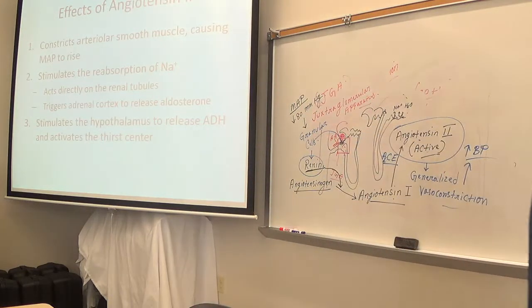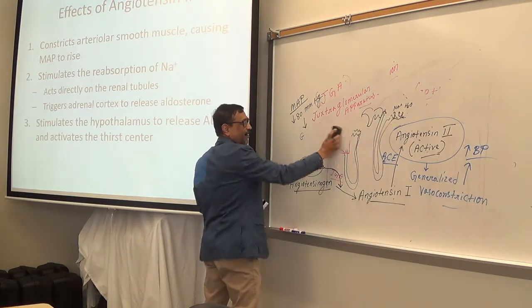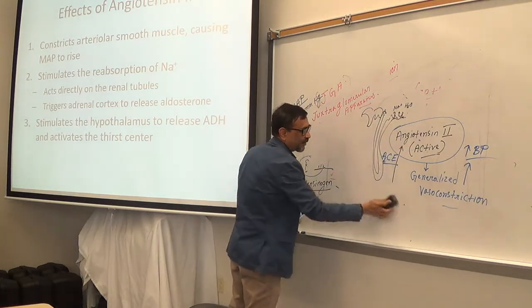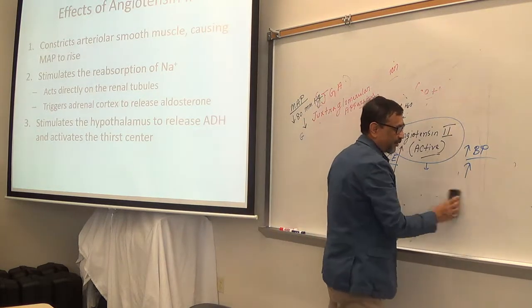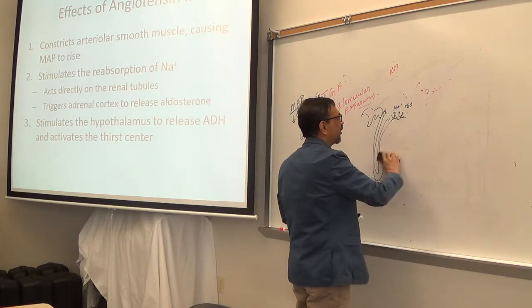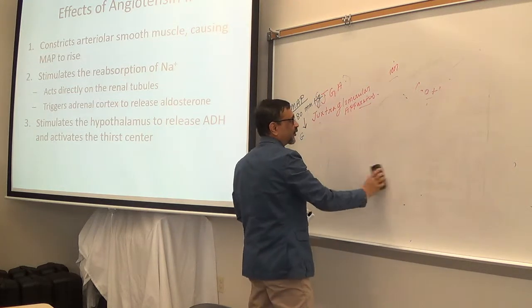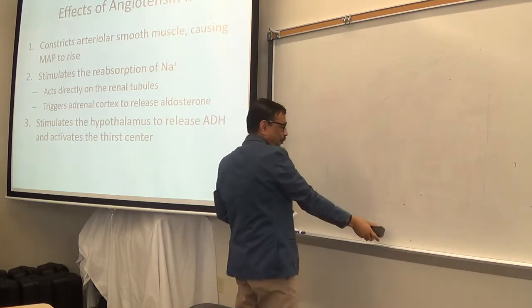So, angiotensin II works on different structures. On the adrenal gland to release aldosterone, on the hypothalamus to stimulate the thirst center. So you feel more thirsty. Okay.